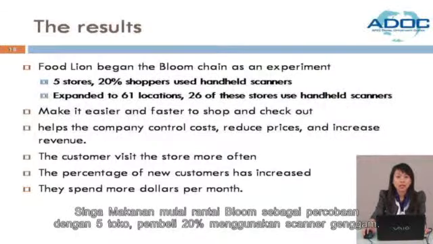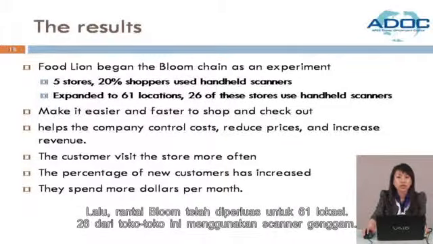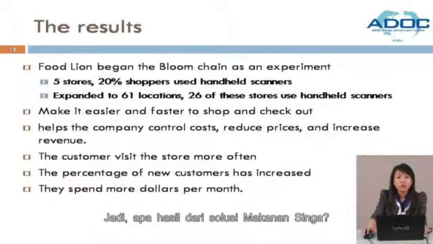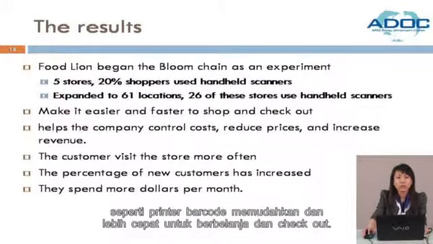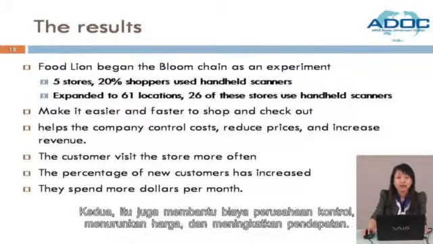Food Lion began the Bloom chain as an experiment with 5 stores. 20% of shoppers used handheld scanners. Then the Bloom chain expanded to 61 locations. 26 of these stores use handheld scanners. So, what is the result of Food Lion's solution? First, shoppers indicate that the scanners and the associated technologies like the barcode printer make it easier and faster to shop and check out. Second, it also helps the company control costs, reduce prices, and increase revenue.